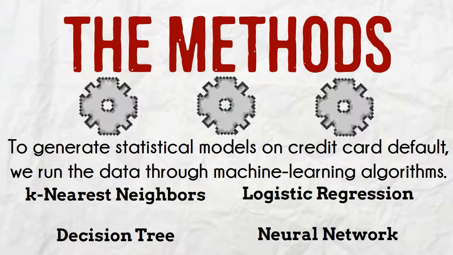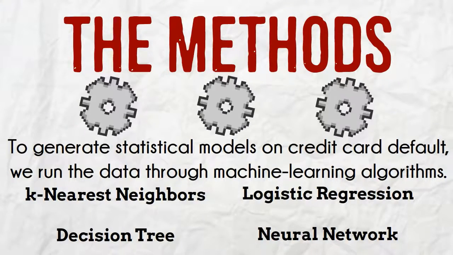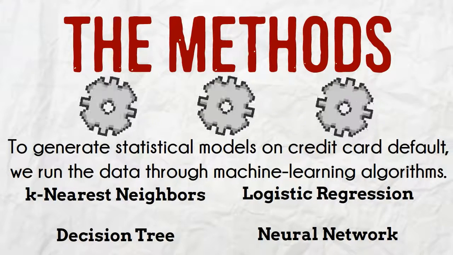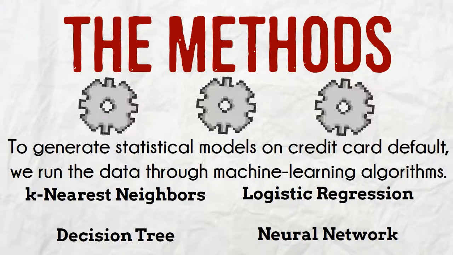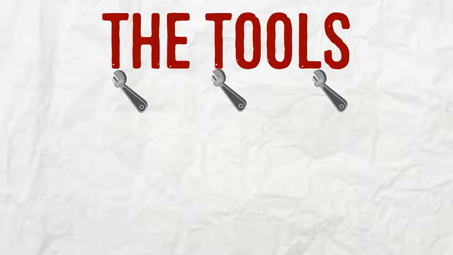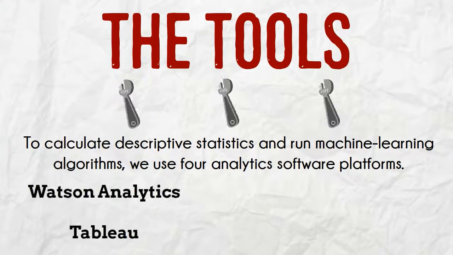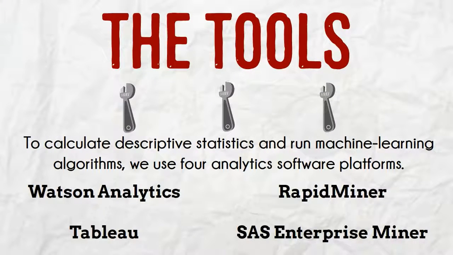Okay, the methods. To generate statistical models on credit card default, we run the data through machine learning algorithms. And here I have the specific algorithms listed: k-nearest neighbors, decision tree, logistic regression, and the neural network. Each one provides a different way to look at the data. Alright, the tools. To calculate descriptive statistics and run machine learning algorithms, I use 4 analytics software platforms. Those are Watson Analytics, Tableau, RapidMiner, and SAS Enterprise Miner.